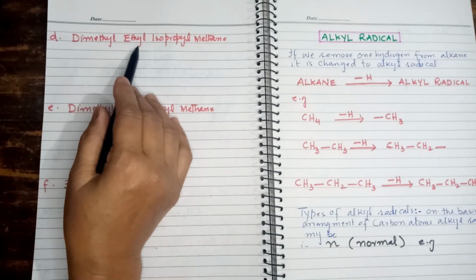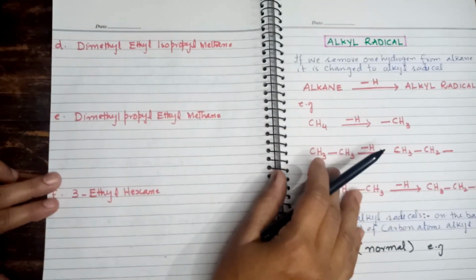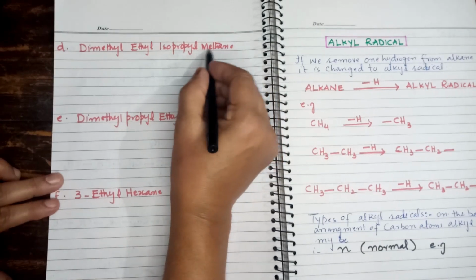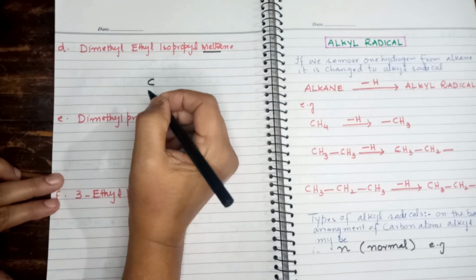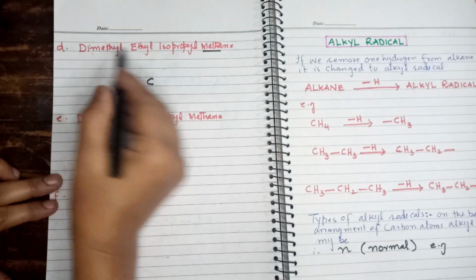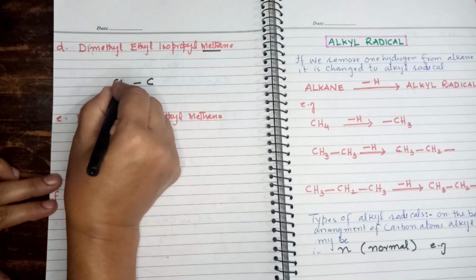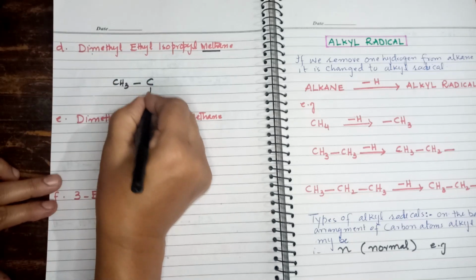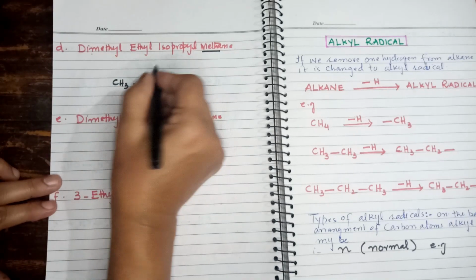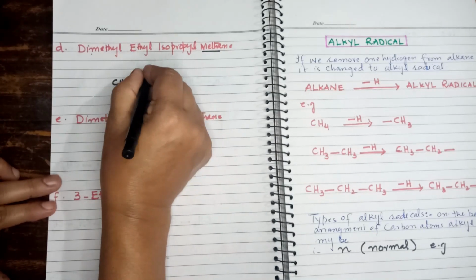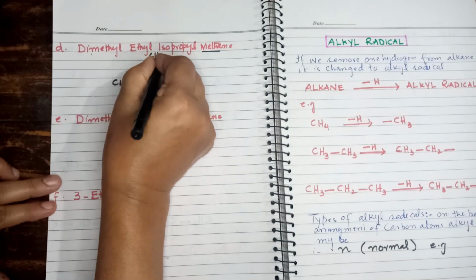Dimethyl, ethyl, isopropyl, methane. Right, students? So here you can notice methane. We made single carbon. Dimethyl shows with this carbon we have 2 methyl groups, CH3, CH3. Right? Ethyl. On one side we made ethyl group, CH2, CH3.